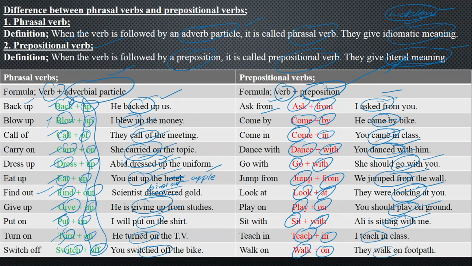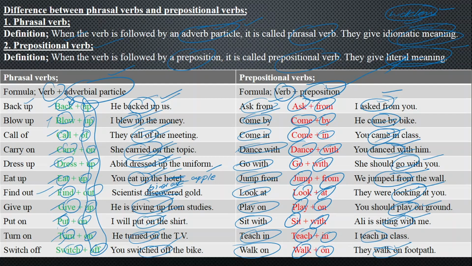So back up, blow up, call off, carry on, dress up, eat up, find out, give up, put on, turn on, and switch off. They give the idiomatic meaning, and they are followed by, keep in your mind, adverbial or adverb particle. And ask from, come by, come in, dance with, go with, jump from, look at, play on, sit with, teach in, walk on. These are called your verbs which are followed by a preposition.